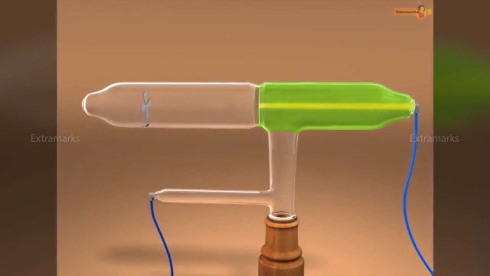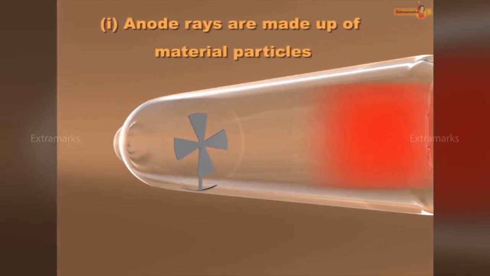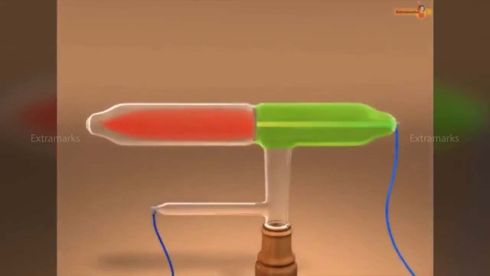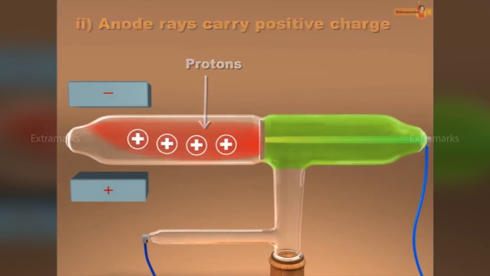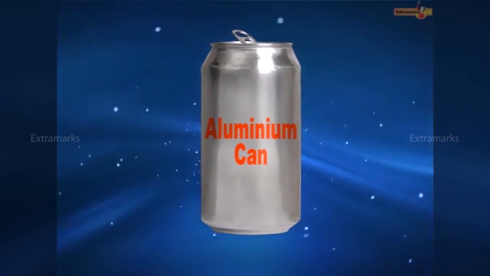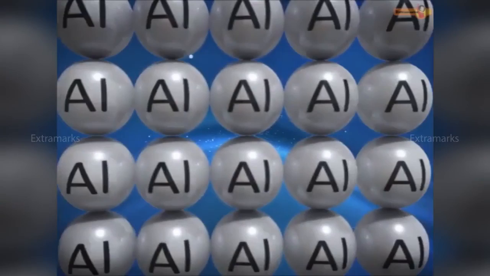After studying the various properties of the anode rays, it is clear that the anode rays are made up of material particles, and they carry positive charge. The positively charged material particles constituting the anode rays are called protons. So, we can conclude that protons are the basic constituents of all the atoms.